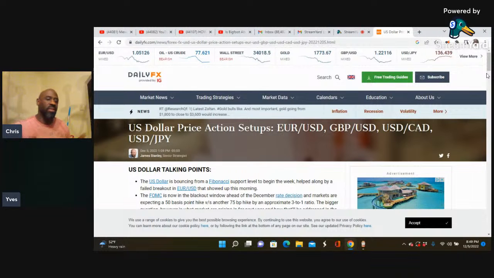DailyFX. If people just read this, look at the strategies, man. Just read dailyfx.com, and you'll be fine. Okay. So they said the U.S. dollar is bouncing from a Fibonacci support level to begin the week, helped along by a failed breakout in EUR/USD that showed up this morning. So let's go back and see what showed this morning.